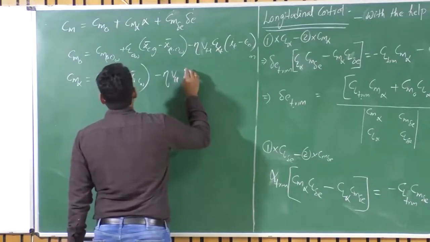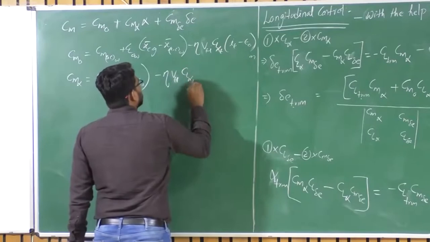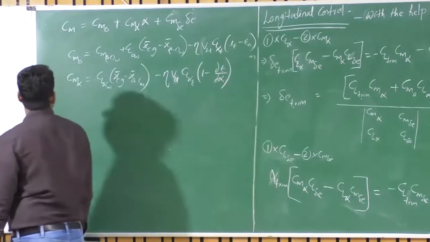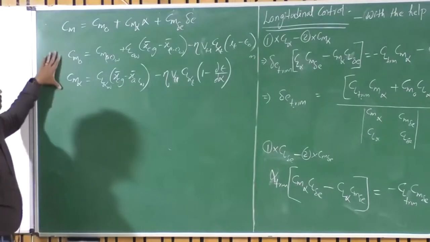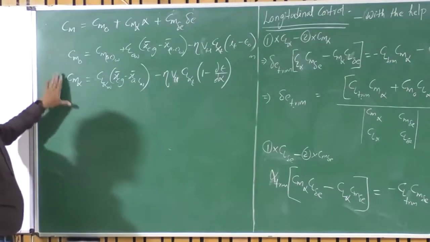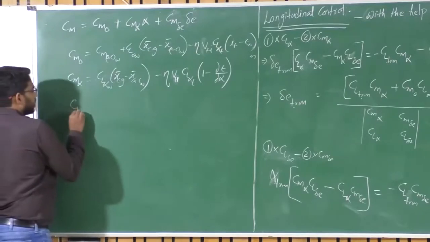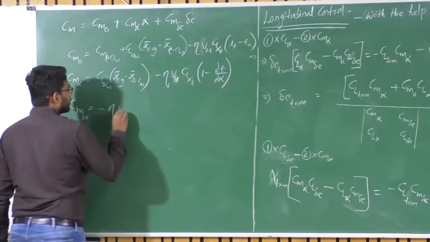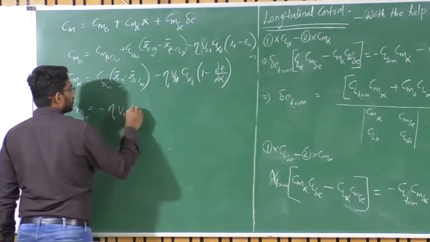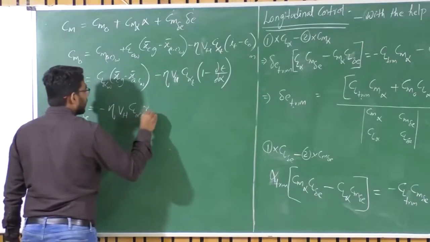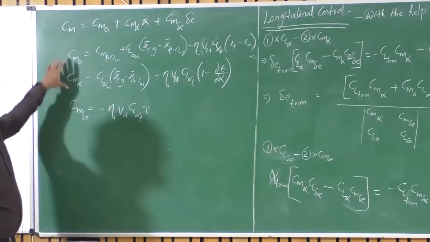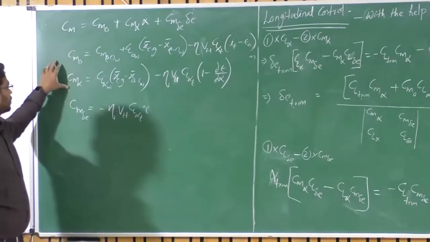Okay. So tail volume ratio multiplied by CL alpha of tail multiplied by 1 minus d epsilon upon d alpha, the change in the downwash due to change in angle of attack. Okay. So these two, CM naught and CM alpha, still remain the same, and CM delta E we derived, right? We just derived it before solving for alpha trim and delta E trim, which is minus eta times tail volume ratio times CL alpha of tail times eta. Okay. So CM delta E is negative for a statically stable aircraft, CM naught is positive and CM alpha is negative, right?